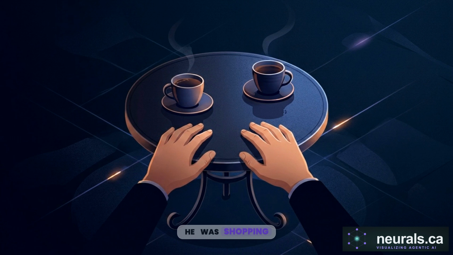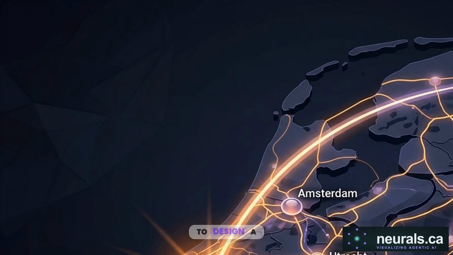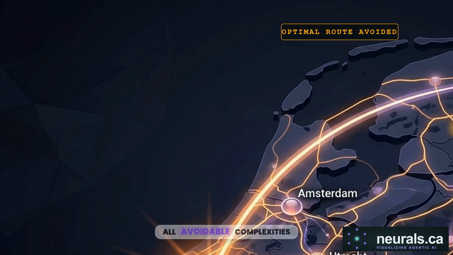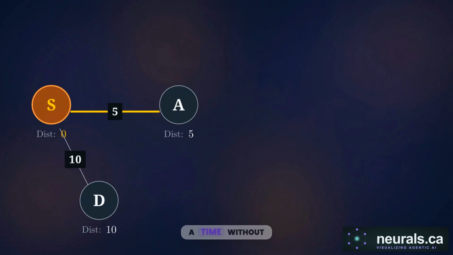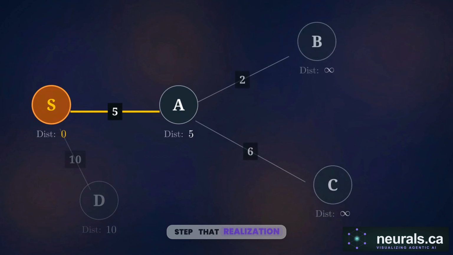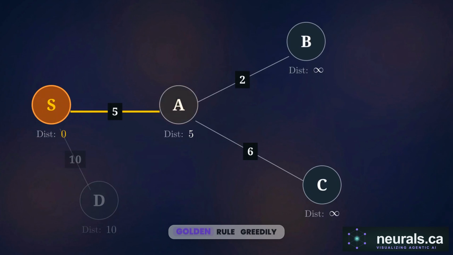Because he was shopping and didn't have a pen or paper with him, Dijkstra couldn't rely on brute force calculations. He had to design a rule that avoided all avoidable complexities. He realized that if he kept the logic simple, he could process the entire map flawlessly, committing to one path at a time without ever having to second-guess a previous step. That realization became the algorithm's golden rule. Greedily finalize the closest unsettled node, then relax its outgoing edges.